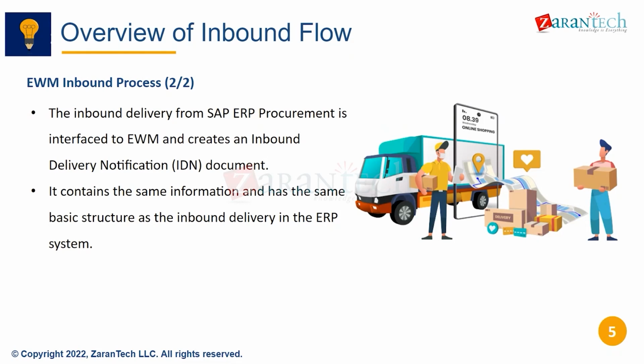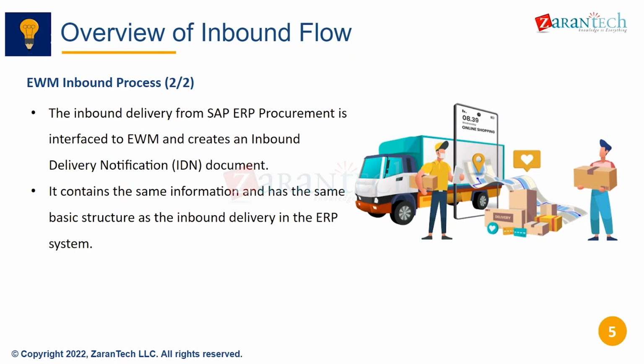Once the inbound delivery is transferred to the EWM system, the first document created is the inbound delivery notification. This will be the same as the ERP inbound delivery document. It is just a replica of the ERP inbound delivery document. So that would be your first document, the inbound delivery notification.